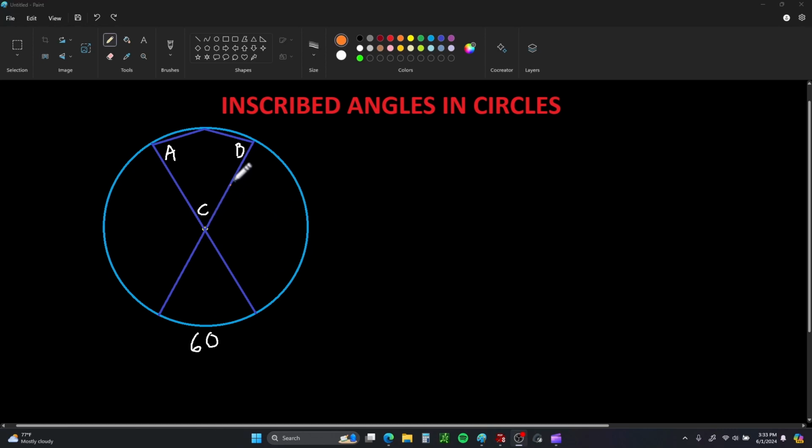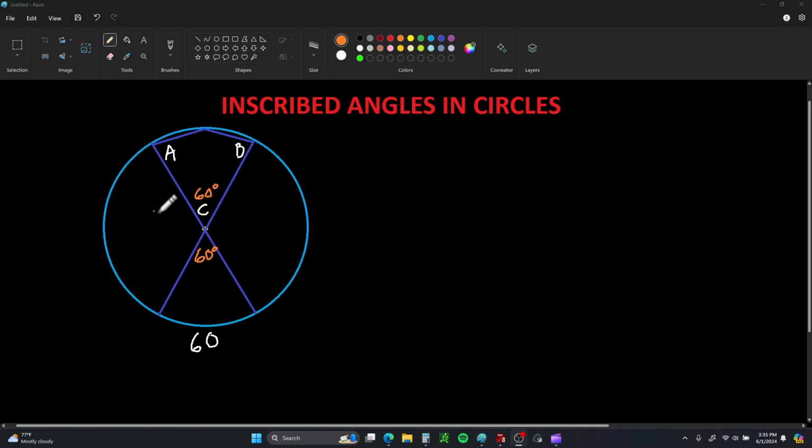This is one of my favorite problems because it's asking for a bit more information than just a typical central angle and inscribed angle. So let's start filling in the pieces of information. We're given that the arc length here is 60, and we need to find angles A, B, and C. So this central angle has to be 60 degrees. And if that's 60 degrees, then angle C must be 60 degrees.